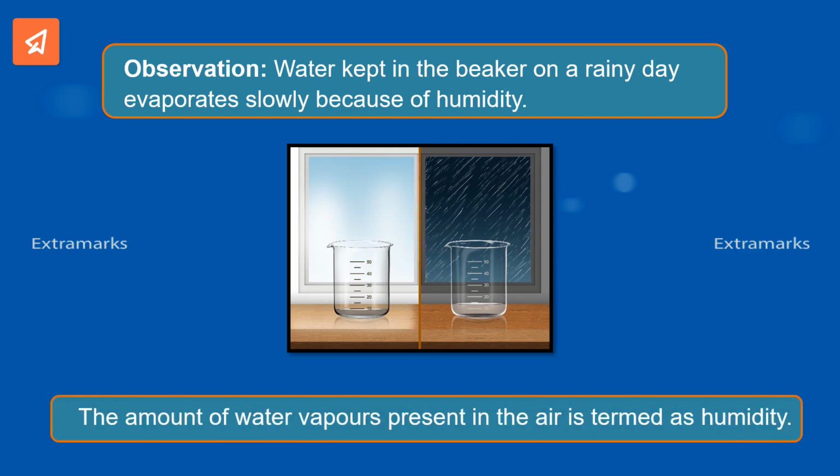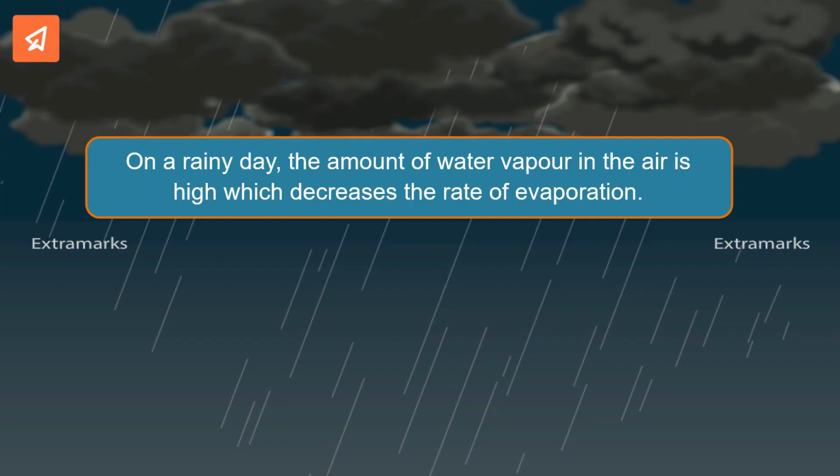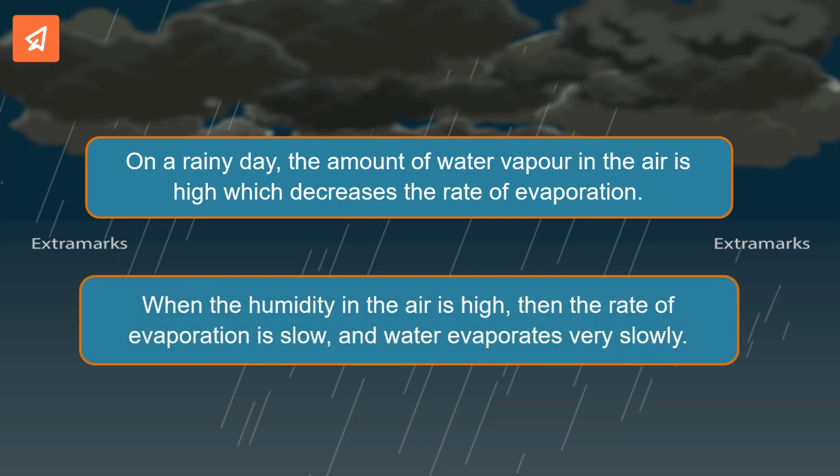The amount of water vapor present in the air is termed as humidity. On a rainy day, the amount of water vapor in the air is high, which decreases the rate of evaporation, and water evaporates very slowly.